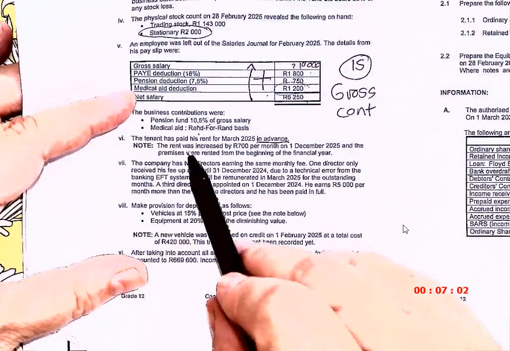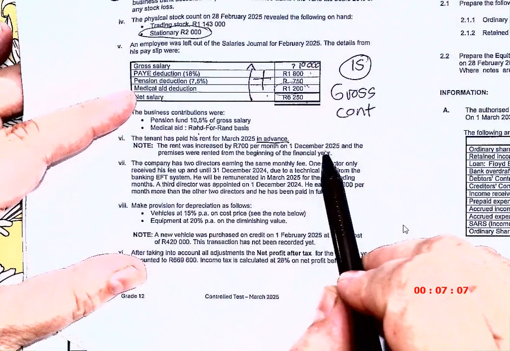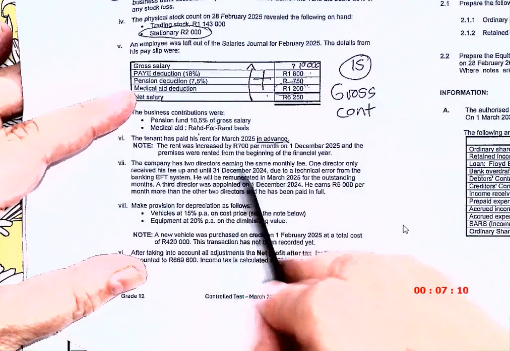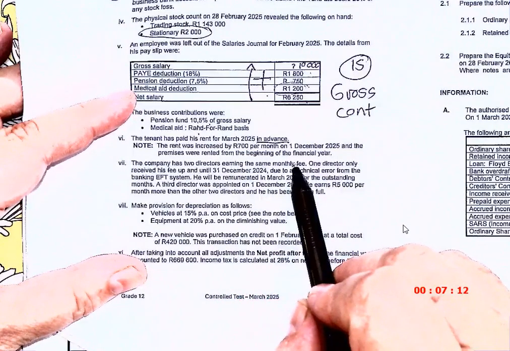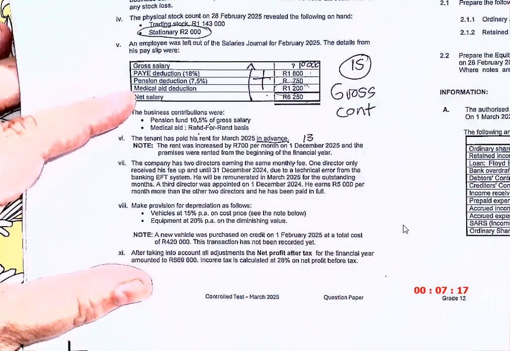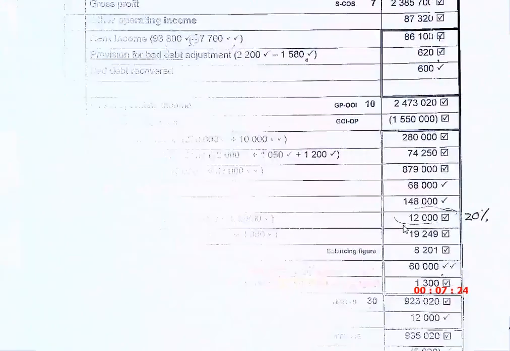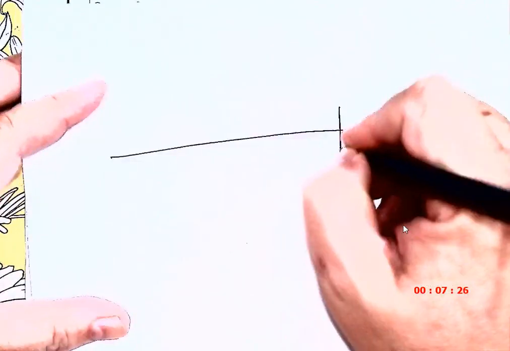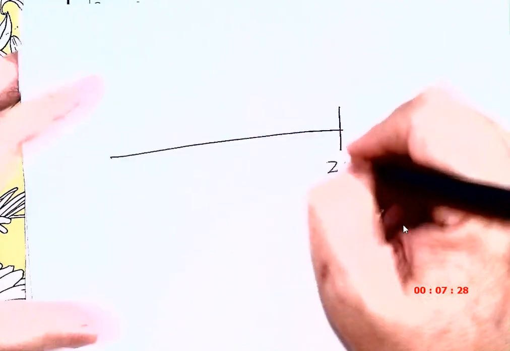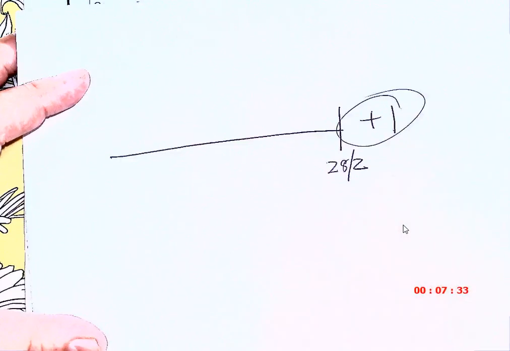So the calculation says the rent increased 700 rand a month on the 1st of December, and the premises were rented from the beginning of the financial year, meaning he paid 13 months. You agree with me? Mm-hmm. Okay. So I go look. 700 rand. If I take my year, it ends, what, 28 February? Plus 1 extra month.